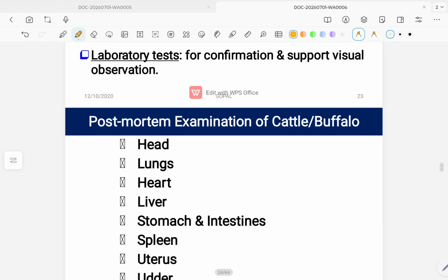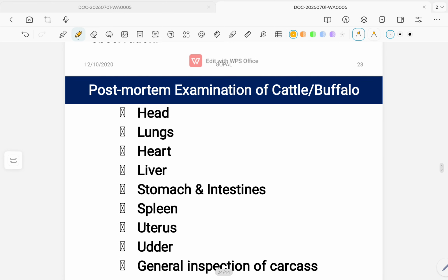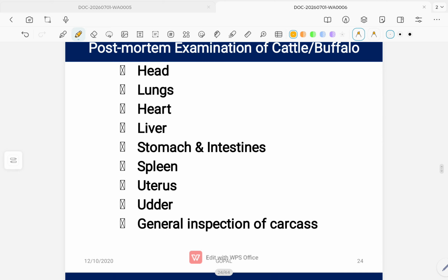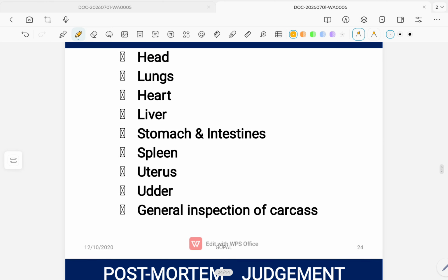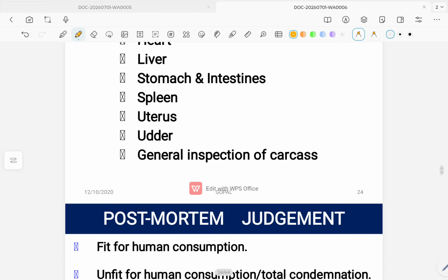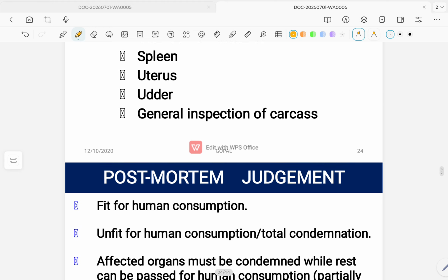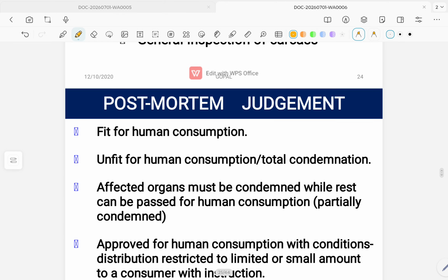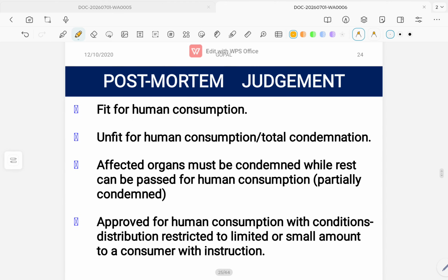Postmortem examination of cattle and buffalo. Postmortem examination of cattle or buffalo covers the head, lungs, heart, liver, stomach and intestine, spleen, uterus, and udder. General inspection of the carcass. Postmortem judgment: fit for human consumption, unfit for human consumption, or total condemnation.